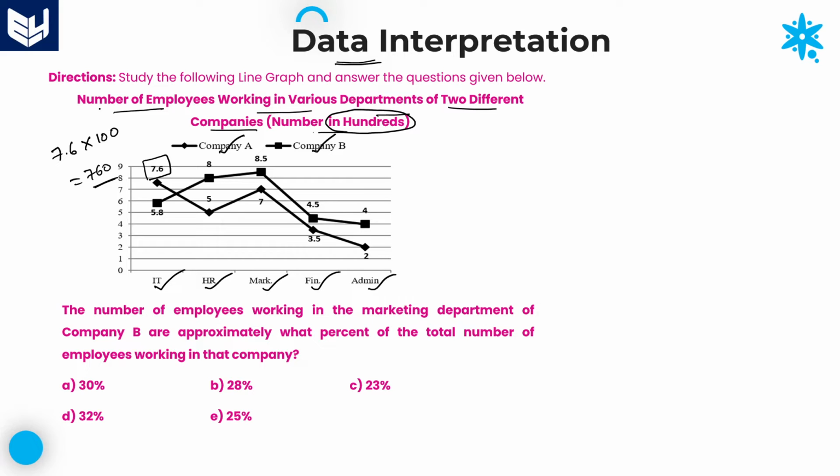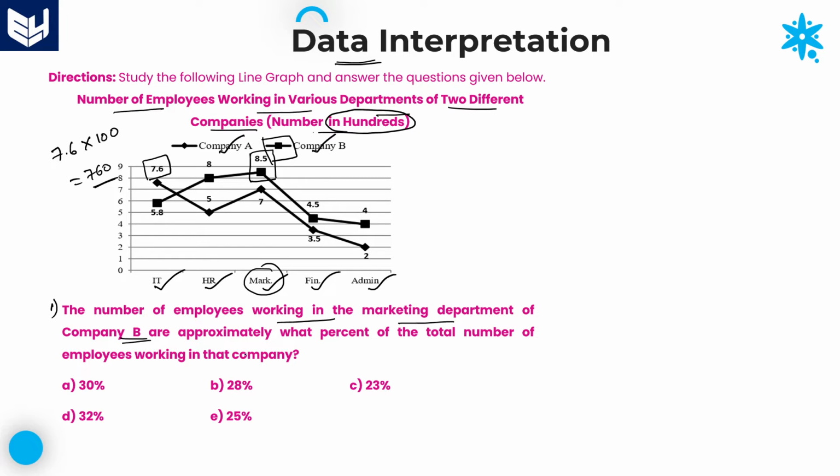Okay, now this is the given information. Based on this information, you need to solve the questions accordingly. Look at the first question. The first question is the number of employees working in the marketing department of company B. Here company B is shown with the square shape, whereas company A is the rhombus shape in this line graph. So as we are talking about company B, the marketing value is 8.5 hundreds.